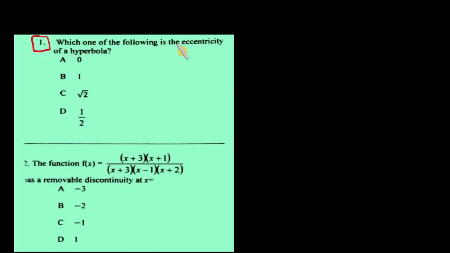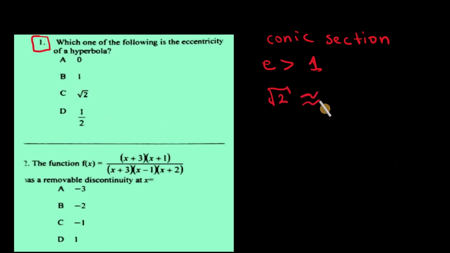Number 1. Which one of the following is the eccentricity of a hyperbola? You know a hyperbola is the only conic section with eccentricity e greater than 1. Other conic sections like parabolas have eccentricity equal to 1. From the options, root 2 is approximately 1.4, which is greater than 1. So it means the eccentricity of the hyperbola is this one. That is option C is the correct answer.